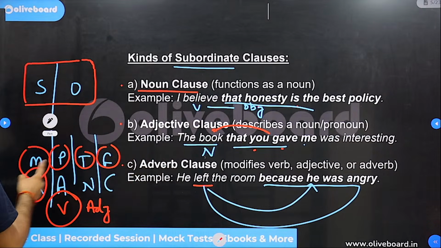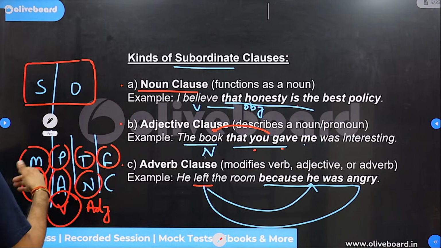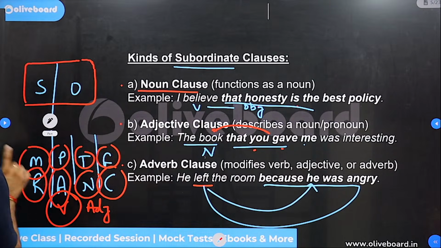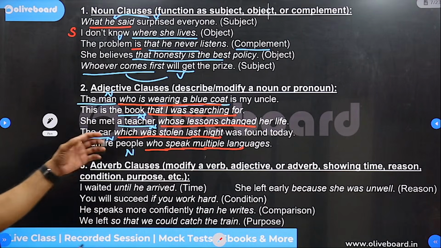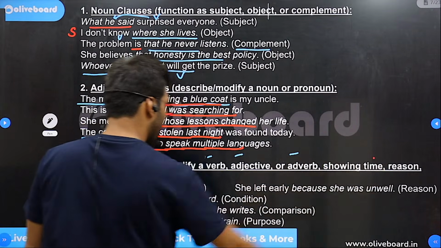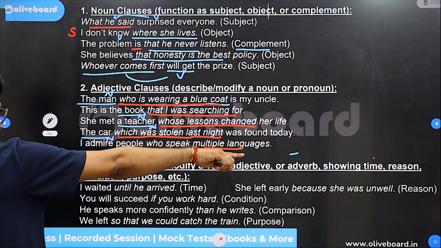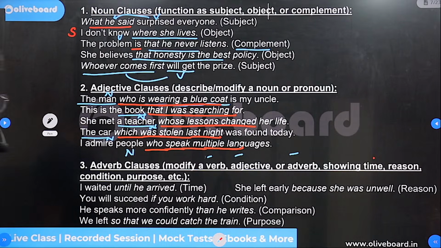They show reason. You know why he came late? He came late because of a reason. Maybe affirmation, yes. Maybe negation, no. Maybe contrast, although, and such. Manner, place, time, frequency, reason, affirmation, negation, contrast. Adverb clauses modify a verb, adjective, or adverb, showing time. In my opinion, it's better to judge from those perspectives: showing time, reason, condition, purpose, place, and such.